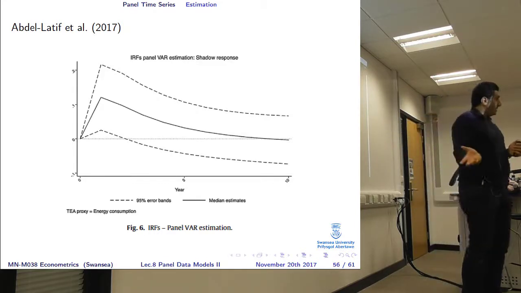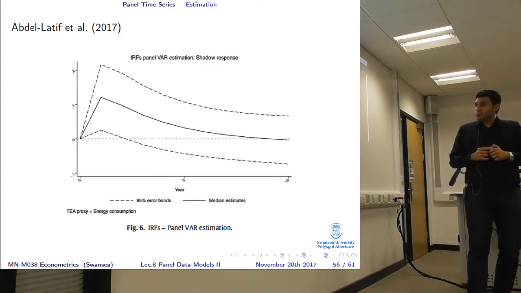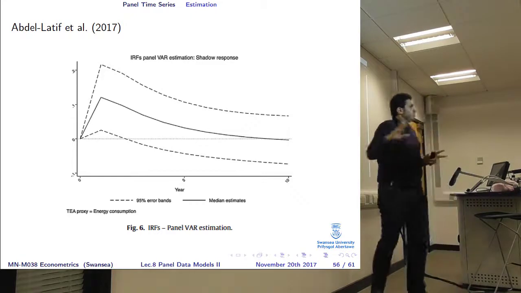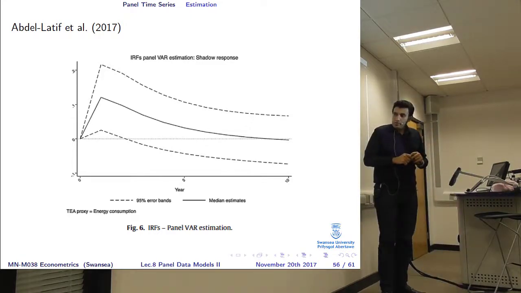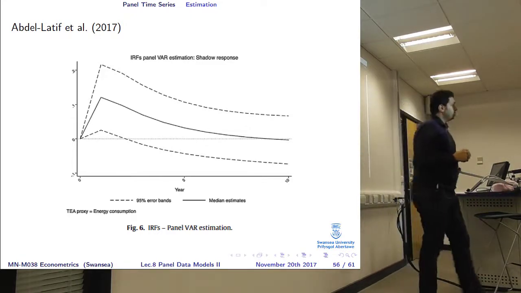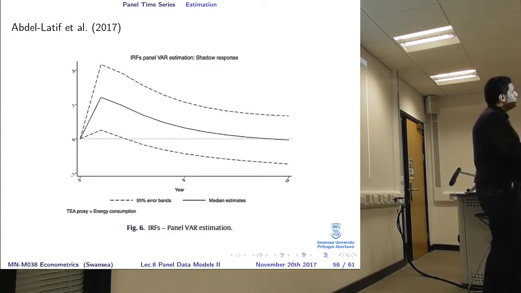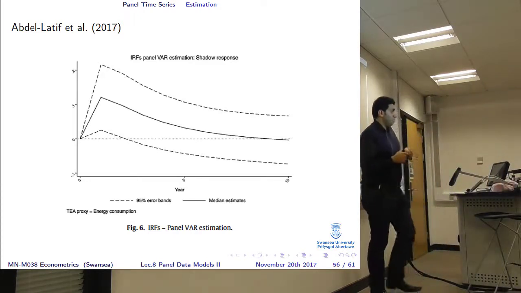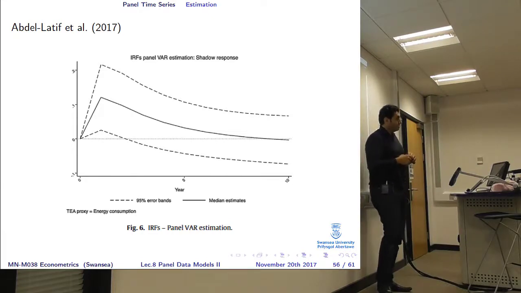We did panel. I wasn't sure really about the panel, but because that was one of the questions raised by the reviewers, we thought we could confirm this by using panel VAR as well. But it wasn't the main estimation in the paper. It was just a very small section about the robustness check.